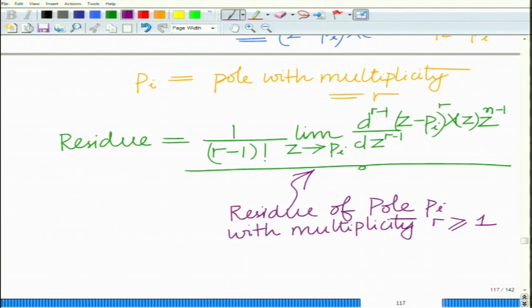With multiplicity r greater than or equal to 1. All right. So, evaluate the residues of X(z) into z raised to n minus 1 at the different poles, and then we sum all the residues at these poles. That gives us the value of x[n]. All right. So, to understand this better, let us do a simple example. Let us do a few examples.